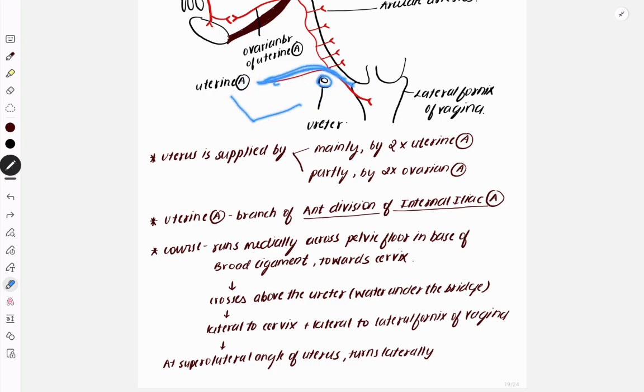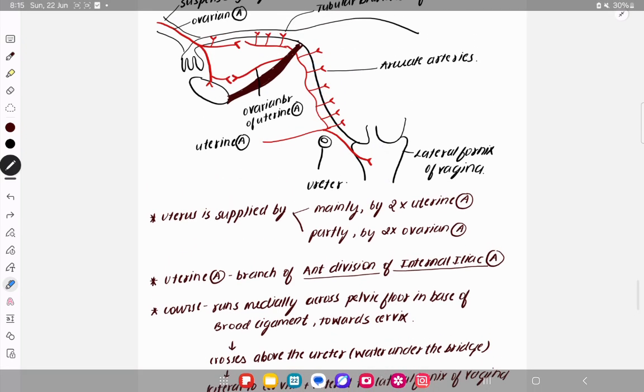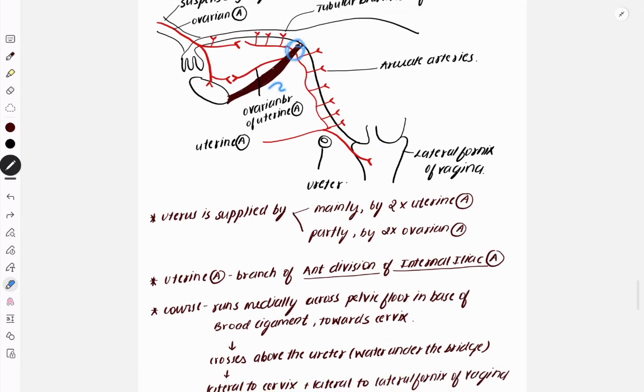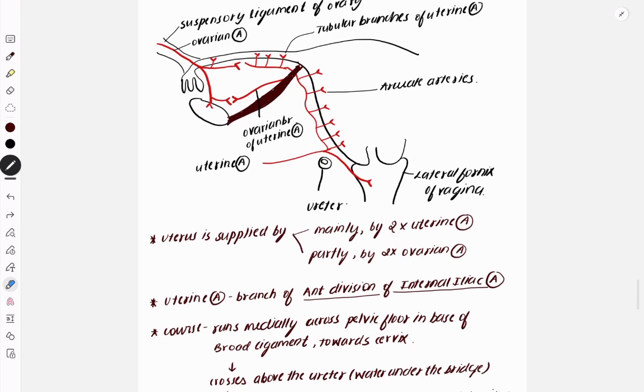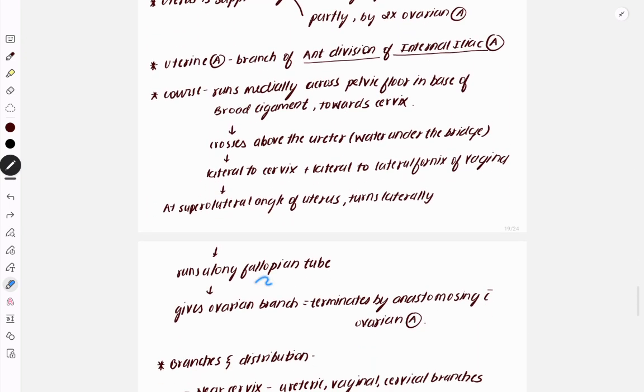Water under the bridge, because the uterine artery acts in the form of a bridge over the water which is present inside the ureter. So it crosses above the ureter, and therefore it is called water under the bridge. Then it goes laterally towards the cervix as well as lateral to the lateral fornix of the vagina. Then as it extends further lateral to the body of the uterus, it reaches the superolateral angle of the uterus, and from the superolateral angle of the uterus, it takes a lateral turn, and in the lateral turn, it will run along the fallopian tube.